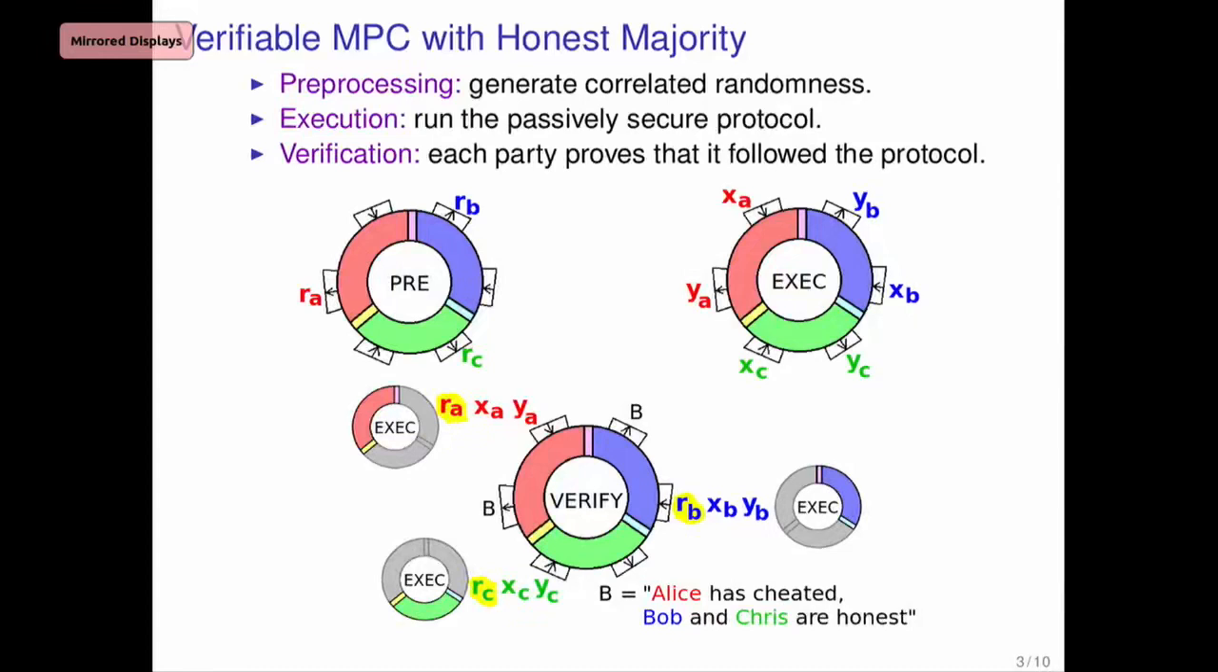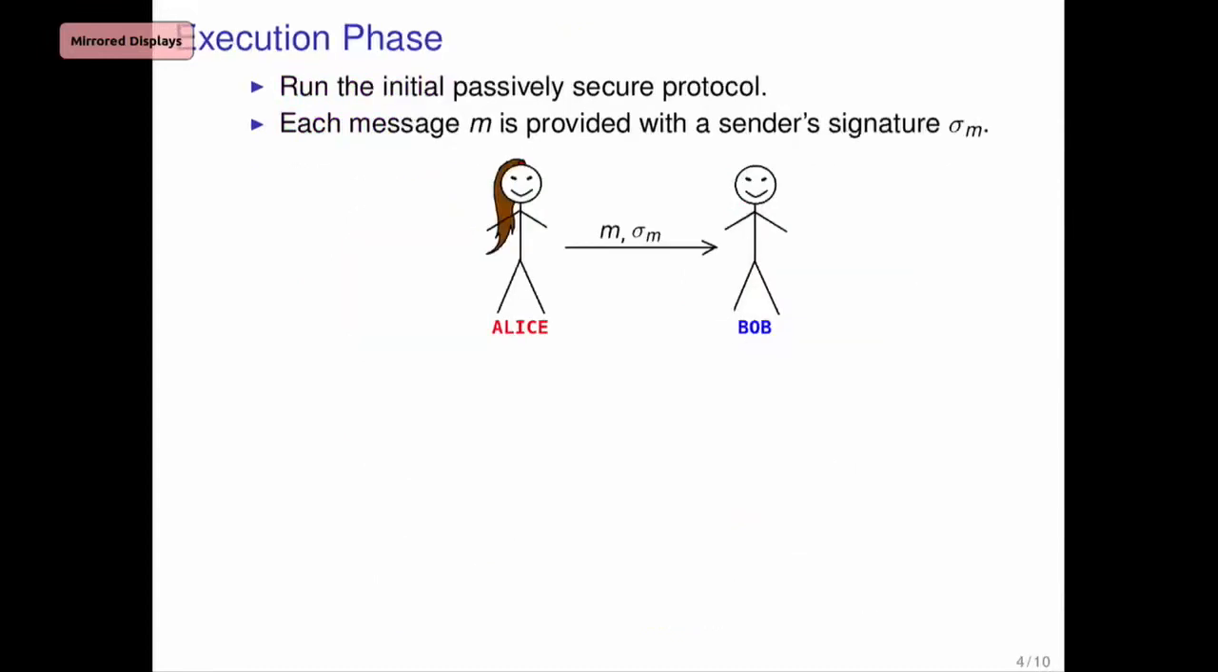So first of all, the execution phase. It is not very interesting because the parties just run the initial passively secure protocol. Only one small thing that we would like here is that all messages are signed by the senders. And why do we need it? Because when we later do the verification, we have to bind the sender to the messages that it has sent, to prove later whether there was some cheating or not.